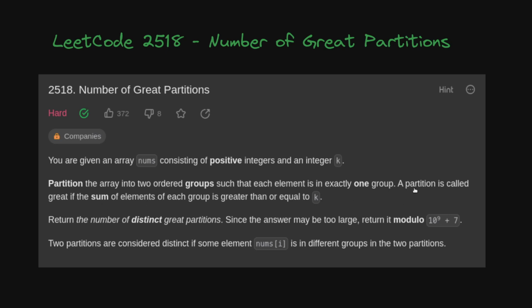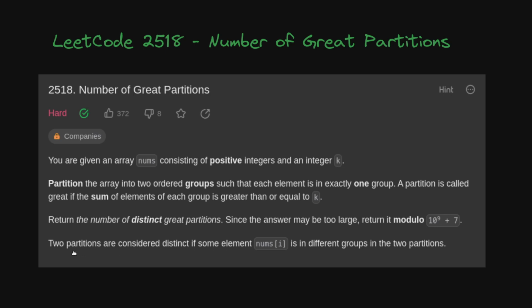They are asking us that a partition is called great if the sum of the elements of each group is greater than or equal to k. Each subset sum is greater than or equal to k, and we need to count the number of such great partitions, and the answer needs to be printed modulo 10 raised to 9 plus 7.